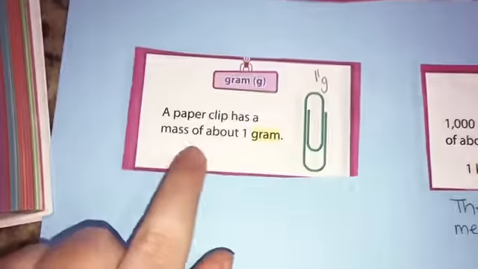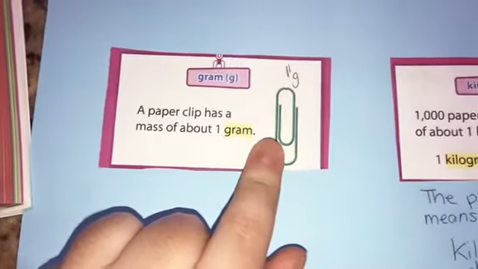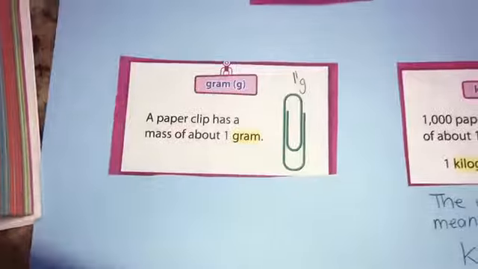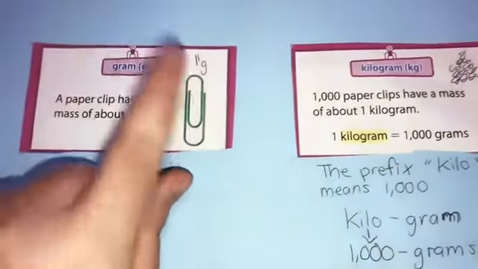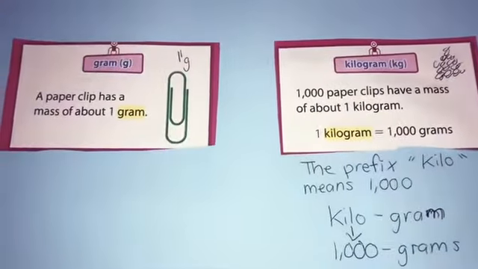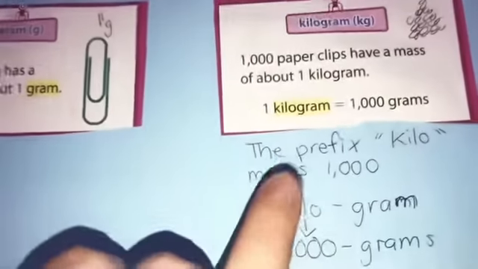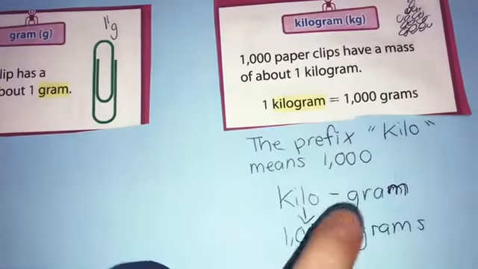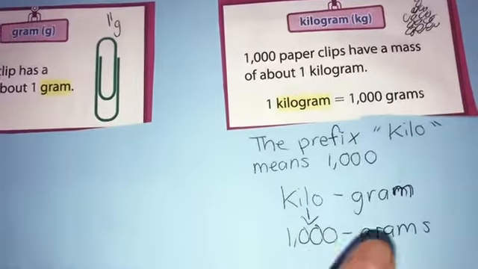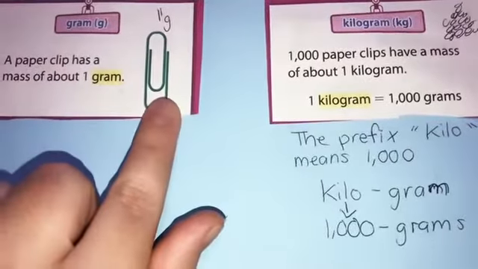A paper clip is about 1 gram. 2 paper clips, 2 grams, and so forth. A kilogram is 1,000 paper clips. The prefix kilo means 1,000. So a kilogram is 1,000 grams. You would need 1,000 paper clips, for example, to make a kilogram.